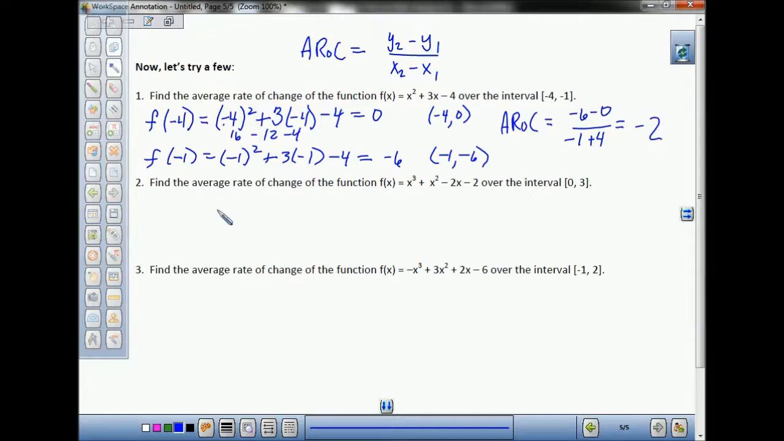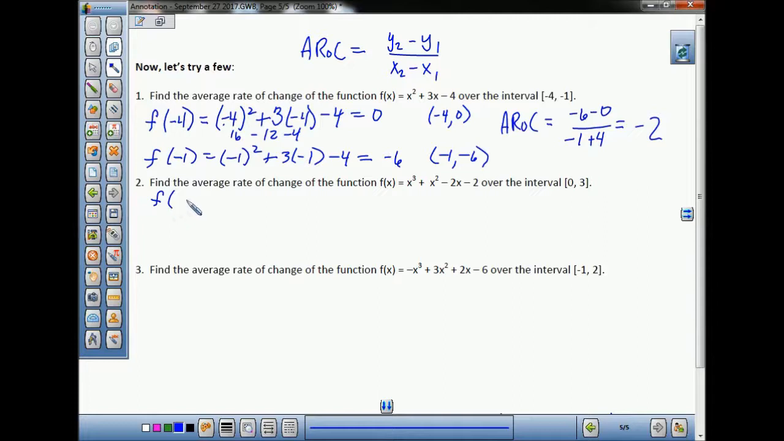All right. Now we'll take a look at number 2. We can do the same thing. We're given this interval from x values of 0 to x values of 3. Over this x interval, how does the function change? What is the average rate of change? And we have to say average because it's not a line.